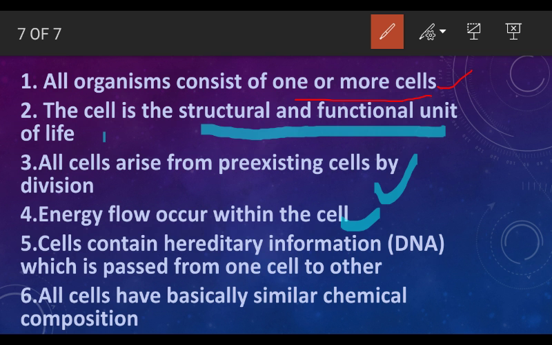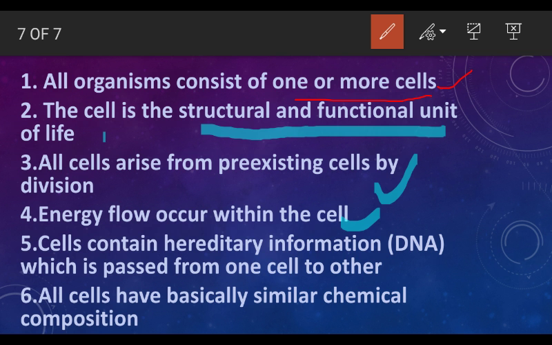Energy flow occurs within the cell, so they require flow of energy for performing various activities which are required for the survival of that particular living cell. In case of eukaryotes, there is mitochondria which leads to production of energy, while in case of prokaryotes, they do not have mitochondria. So the bacterial plasma membrane itself acts as the mitochondria and leads to production of ATP and production of energy, right? So energy flow occurs within the cell.